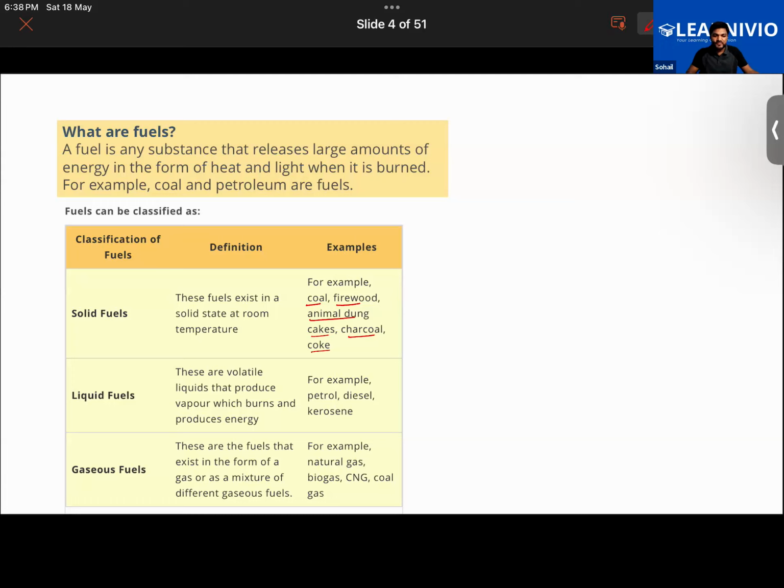Then you have liquid fuels, for example petrol, diesel, kerosene. These are volatile liquids. What does volatile liquid mean? It means that they easily produce vapors. When they are burned, they convert into vapors and give energy. So fuels like petrol, diesel, or kerosene turn into their vapor state, the gaseous state. So they are called volatile liquids.